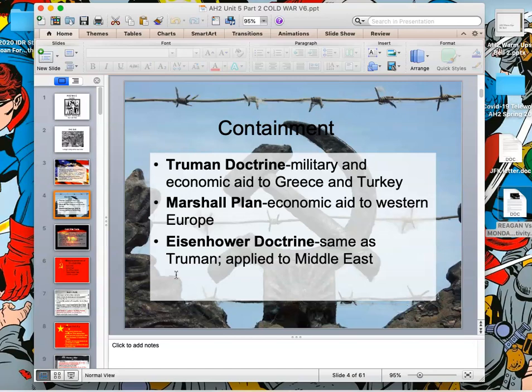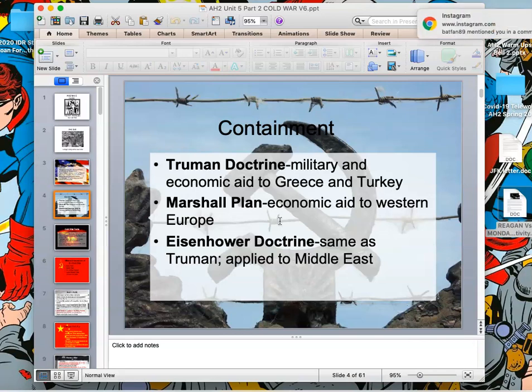And as part of this, you have the Truman Doctrine and the Eisenhower Doctrine. Now, this doesn't mean a doctrine like something that's going to help you get through COVID-19. If you remember, a doctrine is a president's beliefs in dealing with other countries, aka foreign policy. So the Truman Doctrine is giving military and economic aid, protection from our military and money, to Greece and Turkey. Why do we do that?